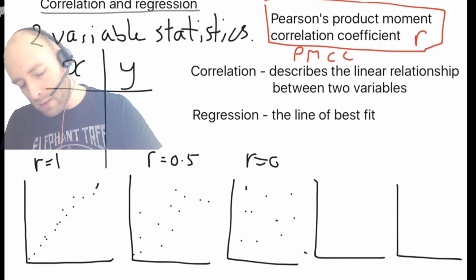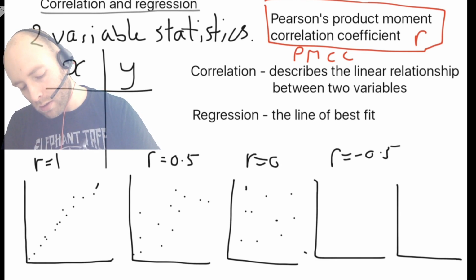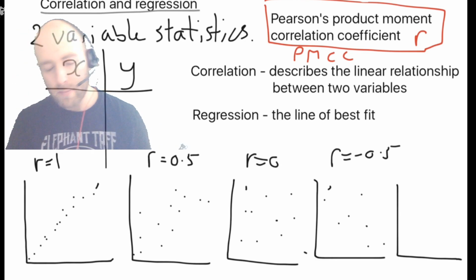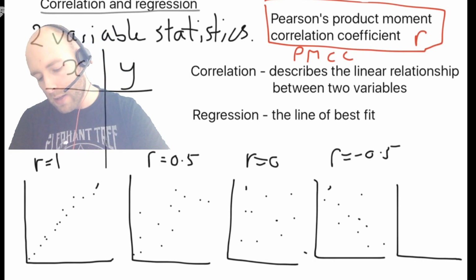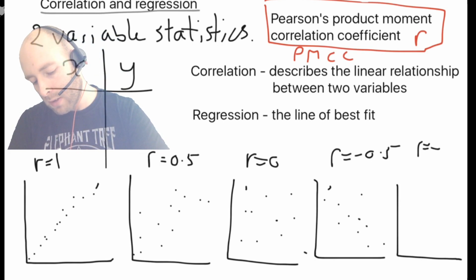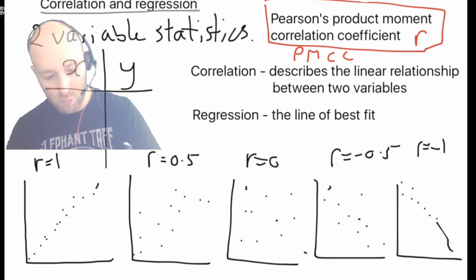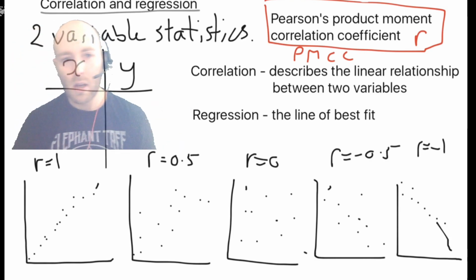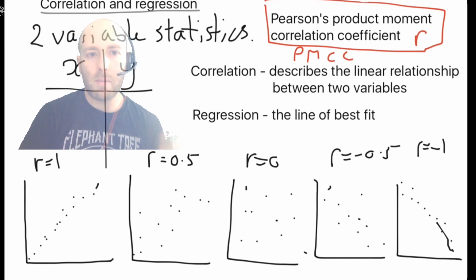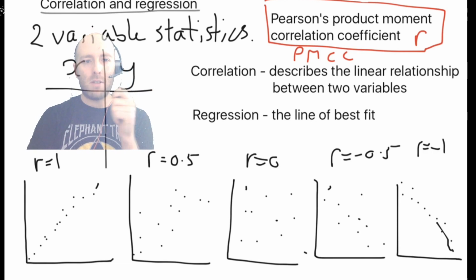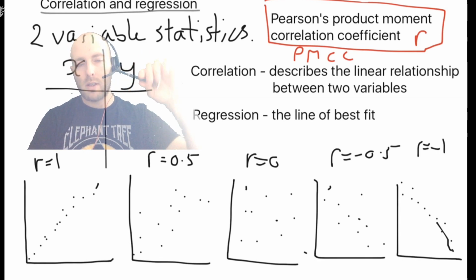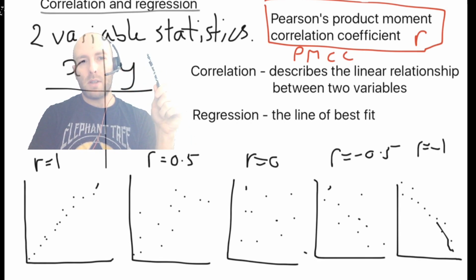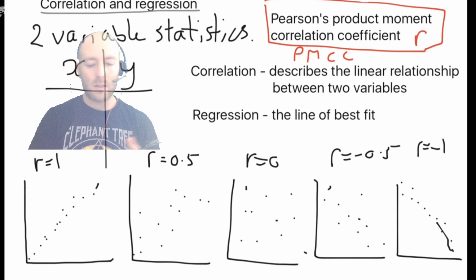R is minus 0.5 would be something like that maybe. So kind of a negative trend, but nothing really clear. And then R is minus 1 would be perfect negative correlation, where your data really looks like a straight line. So it's a measure of not only how much it resembles a line, so the closer R is to 1 or minus 1, the closer it is to a perfect line. It also tells you if it's a positive or negative gradient, depending on the sign. Cool. So that's what we mean by R.